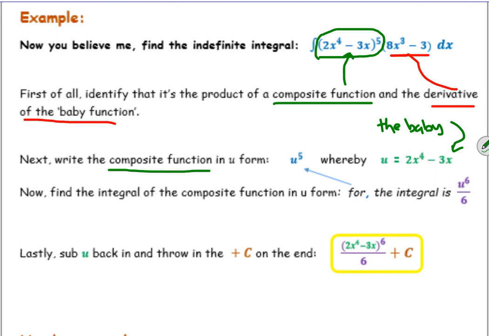Lastly, sub back in u into the purple thing. And that's my answer, plus c. Notice that the difference between this and the previous page is we had to multiply by 1 over the derivative of the baby. But we don't need to multiply by 1 over the derivative of the baby anymore.